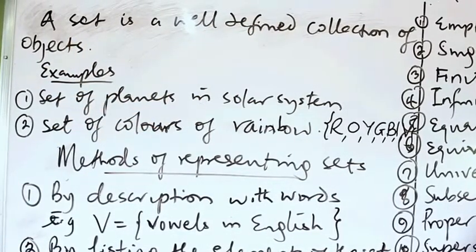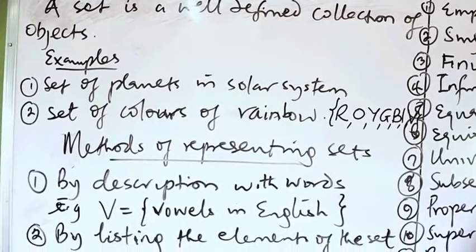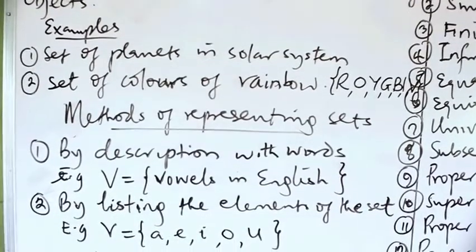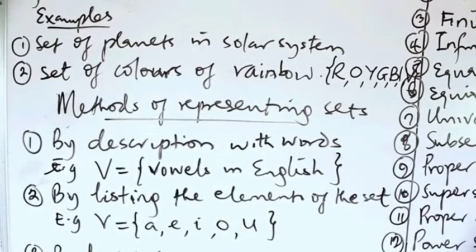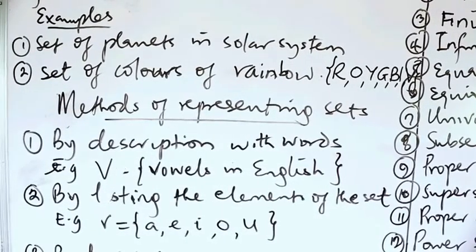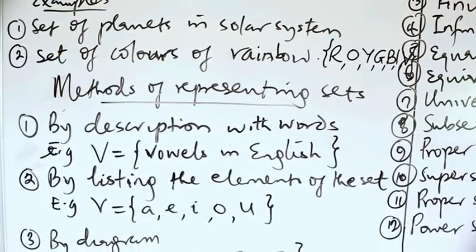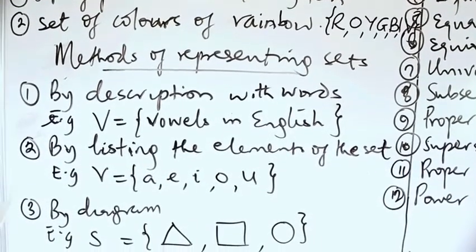Now, having known that, let's go to methods of representing sets. We have different methods of representing sets. The first one is by description with words. For example, set V is, set of vowels in English. Instead of you writing those vowels out, we have used words to describe the set. That is one way of describing set.